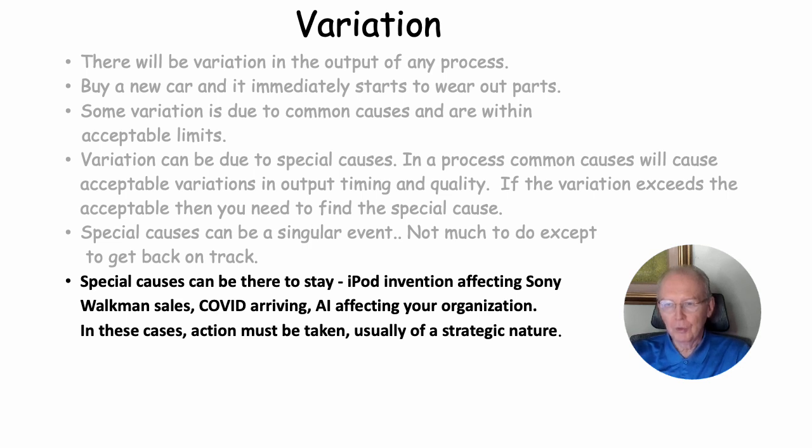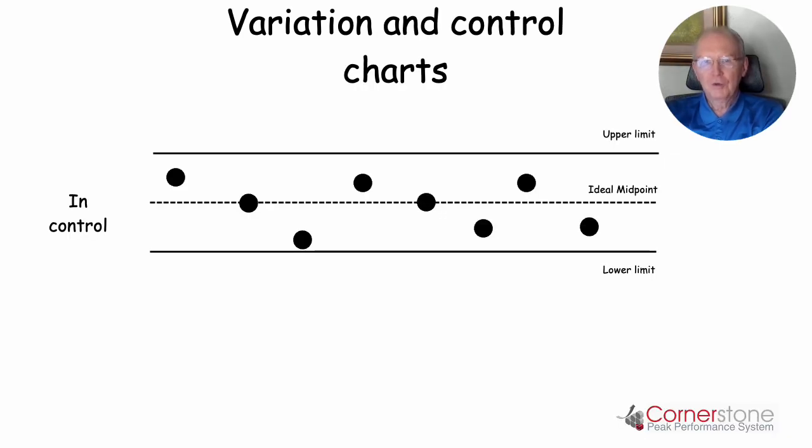So those are special causes. So I'll introduce you now to control charts, and you can read up a lot about these as well. This is a control chart in which the process is in control. You have your upper limit, you can see on the top right, your lower limit on the bottom right, and in the middle is your midpoint or your ideal. And the black dots are certain measures you made of the outputs. So you can see there's variation in the output, but that's all from common causes.